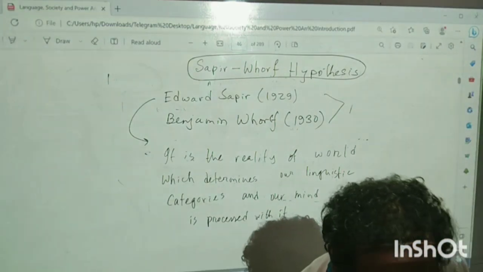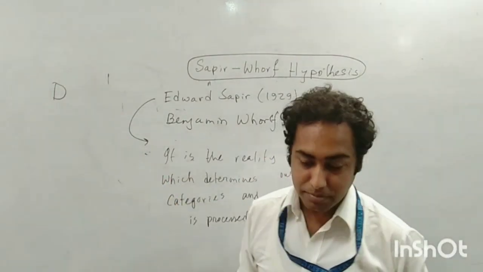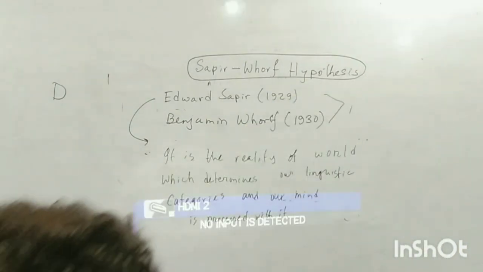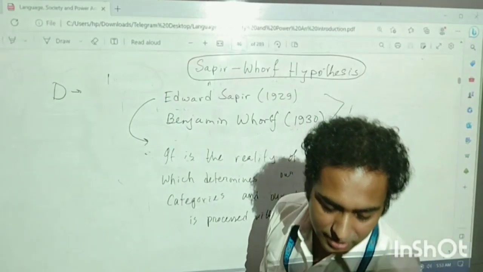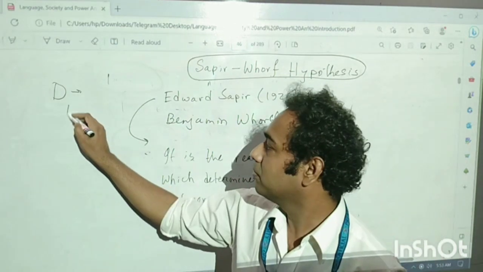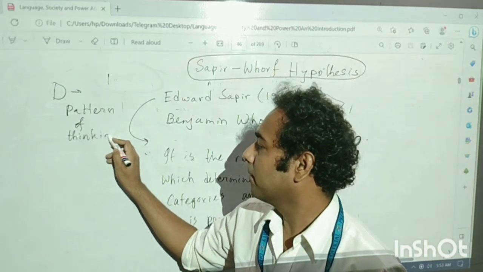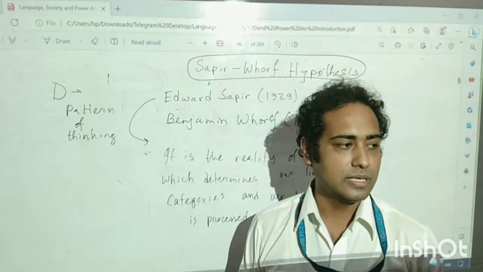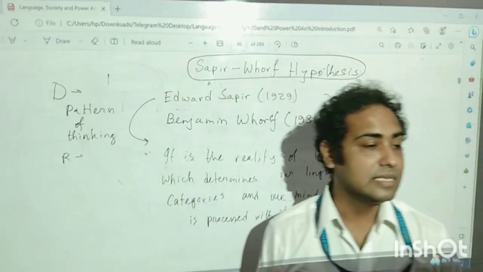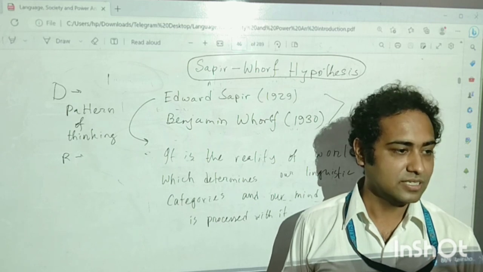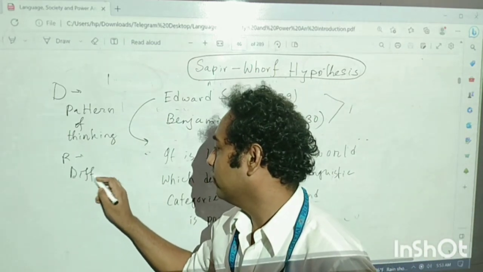It's also interesting. D and R. Write down D. It means determinism. Language around the world determines our thinking pattern. That is determinism. Then comes R, relativity. Relativity means changes after time being. Different languages view the world differently. Different view.